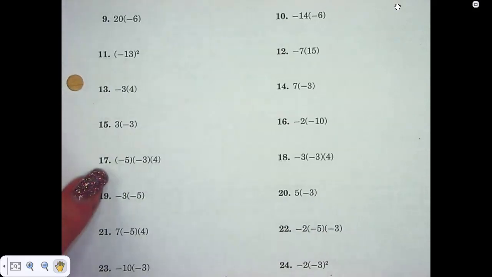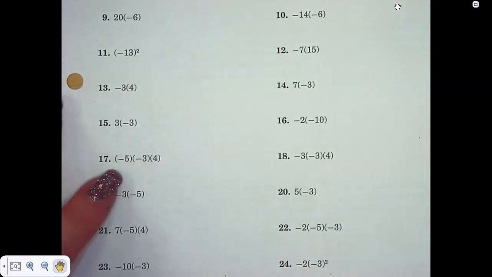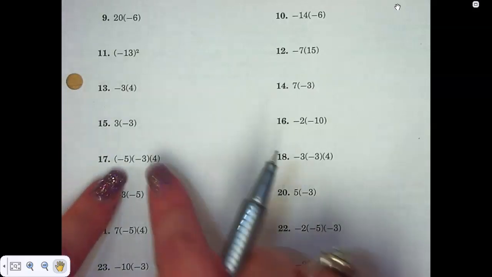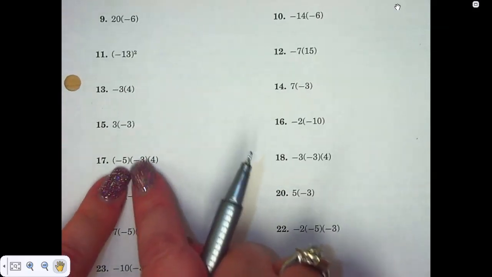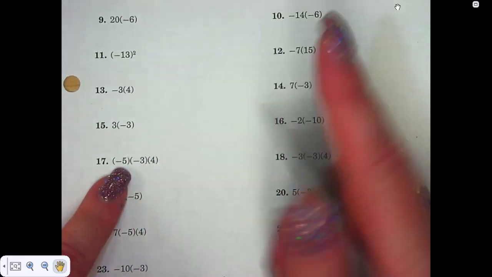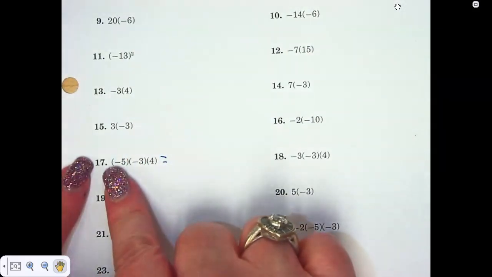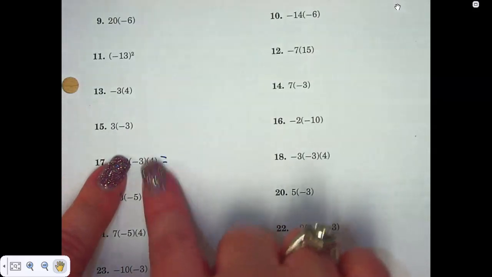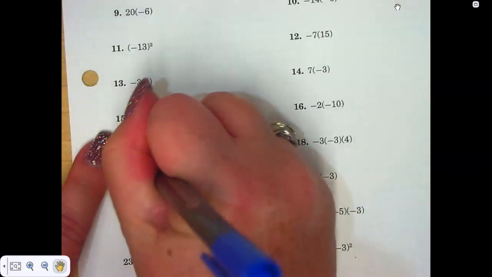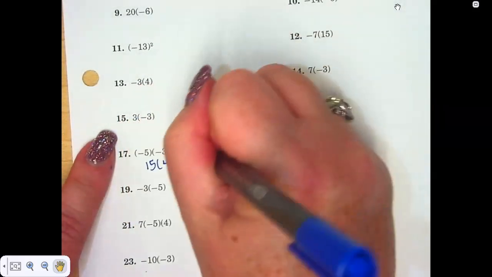Okay. All right. Let's look at problem 17. Do you think that one's going to be positive or negative? Remember, we looked at if there's an even number or odd number of negatives. What do you think, Mackenzie? So remember, a negative times a negative is going to make a what? A positive. And then we have a positive times a positive, so we're going to get a positive answer, right? So then we can just work left to right, or I could start here if I wanted. But let's work left to right. 5 times 3 is 15. And 15 times 4 is 60.